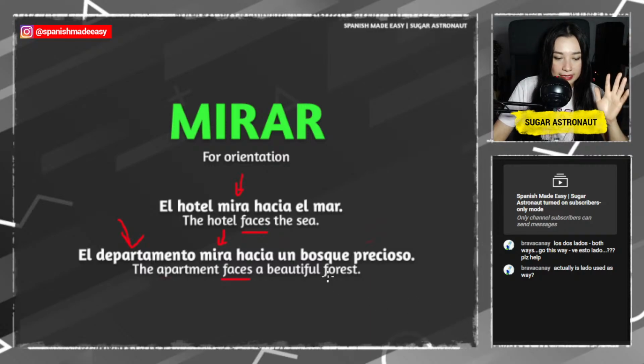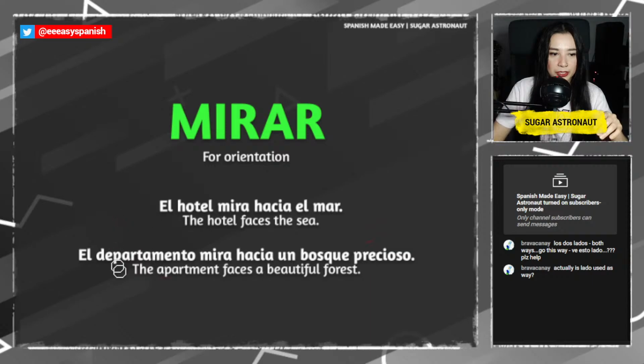So that's very useful when talking about orientation, specifically places, when talking about buildings, houses, apartments, even windows. So real estate people can use this in Spanish. If they want to speak Spanish, they can use that verb for sure.